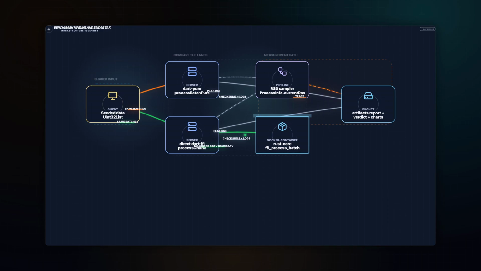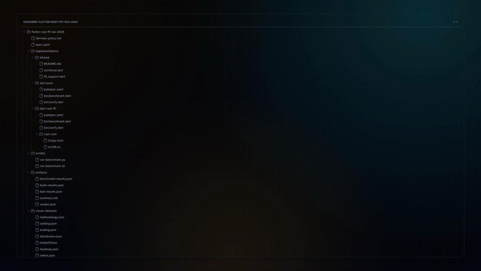The repo is split the same way the claim is split: shared workload code, a pure Dart harness, a direct FFI harness, and a tiny Rust C dynamic library. That separation makes the comparison auditable instead of anecdotal.